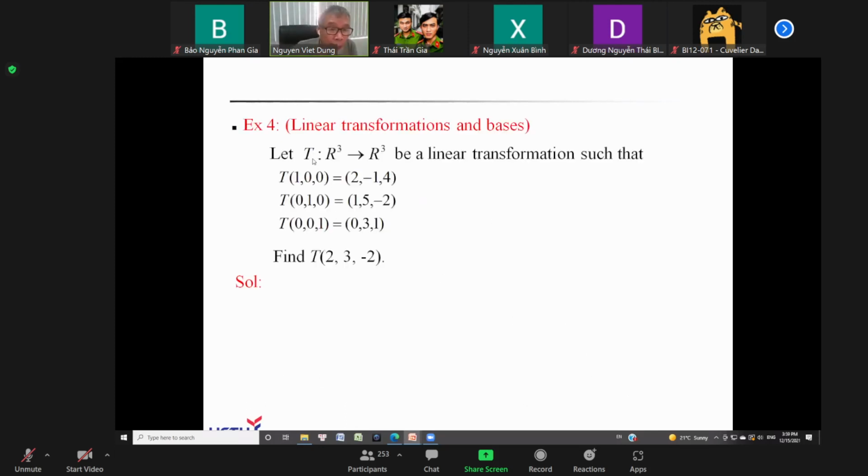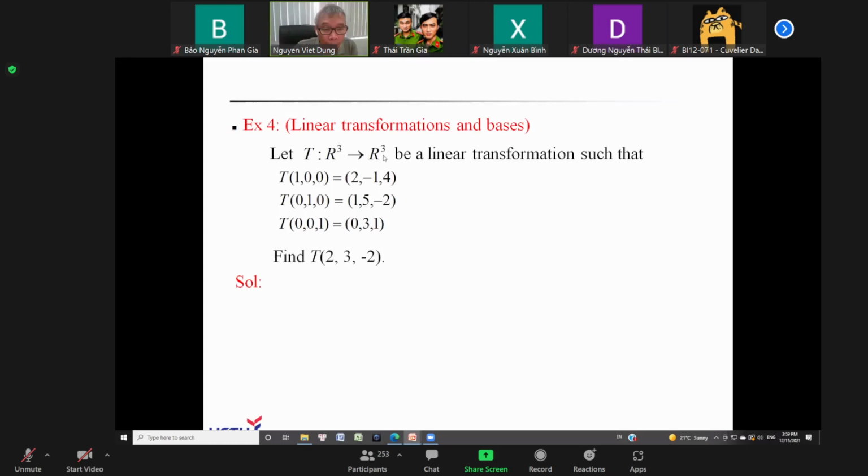Suppose that we are given a linear transformation T from R3 into R3. And we know already that T of (1,0,0) equals that, T of (0,1,0) equals that, and T of (0,0,1) equals that. So we know already the values on E1, E2, E3, which is the standard basis for the space R3.